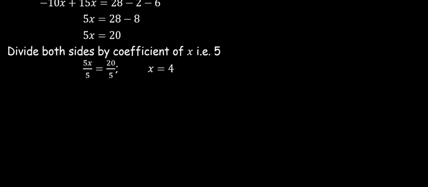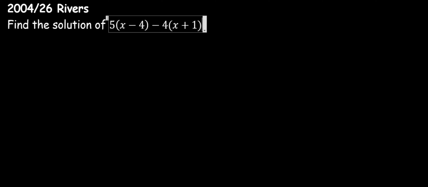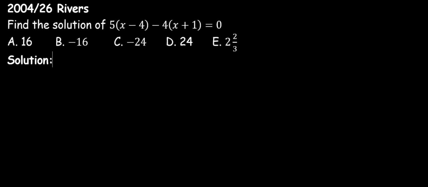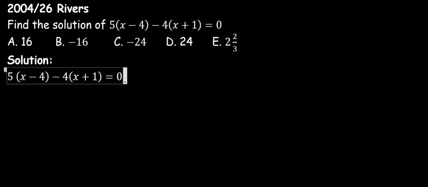Another example. Find the solution of 5 into x minus 4, bracket open and close, minus 4 into x plus 1, bracket open and close, equals 0. The options are given. Solution. Let us write out our problem, which is 5(x minus 4) minus 4(x plus 1) equals 0.